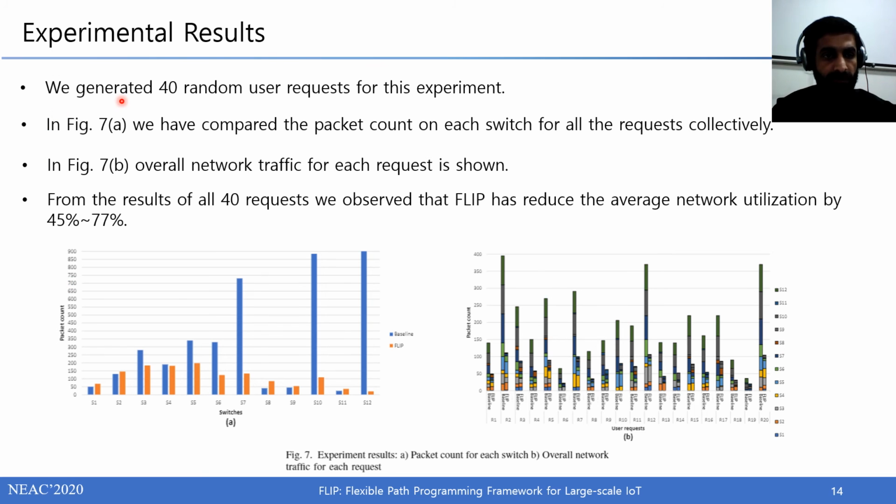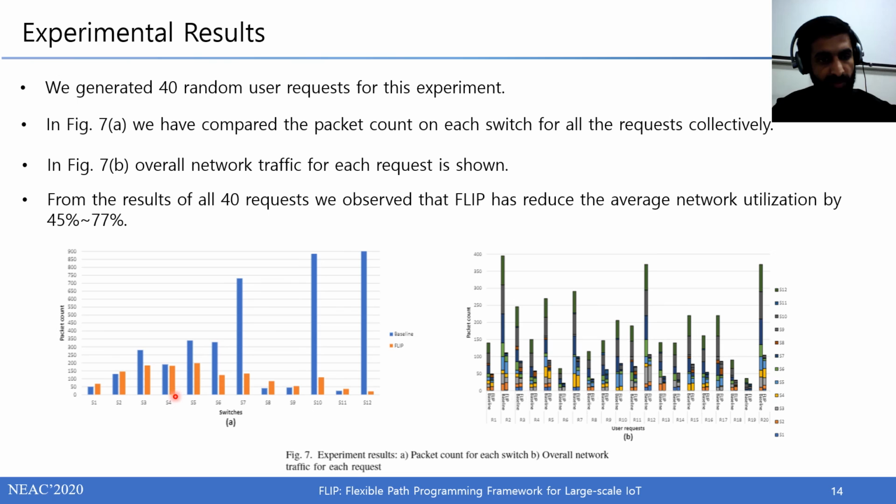So we generated 40 random requests for each experiment, and for the baseline we have selected the cloud processing, in which all the base stations are sending data directly to the cloud. In figure 7a, we have compared the packet count on each switch for all the requests collectively. So how many packets are going through each switch for all the requests.